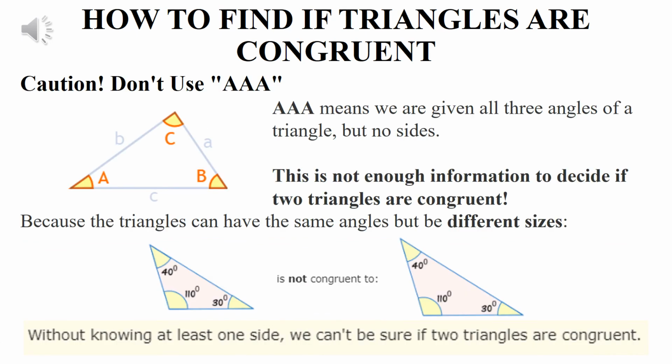Caution! Don't use AAA. AAA means we are given all three angles of a triangle but no sides. This is not enough information to decide if two triangles are congruent because the triangles have the same angles but could be different sizes. 40 degrees, 110 degrees, 30 degrees is not necessarily congruent to 40 degrees, 110 degrees, and 30 degrees. Without knowing at least one side, we can't be sure if two triangles are congruent.